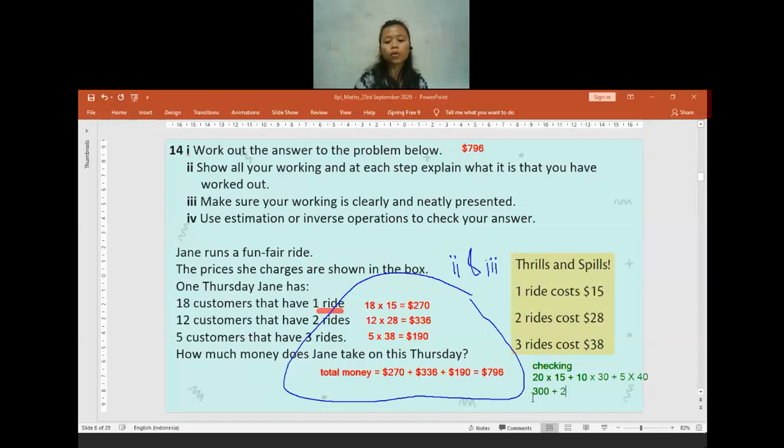So now when I already have these numbers, I can try to calculate. 20 times 15 is equal to 300. 30 times 10 is equal to 300. And then the last, 5 times 40 is equal to 200. So it will be about 800 for the estimation, and our final answer is 796. So it means our answer is probably already correct.